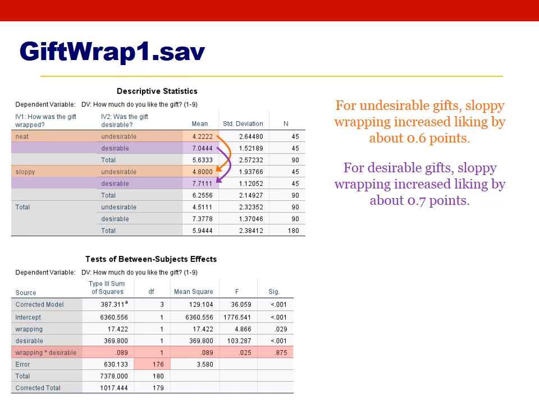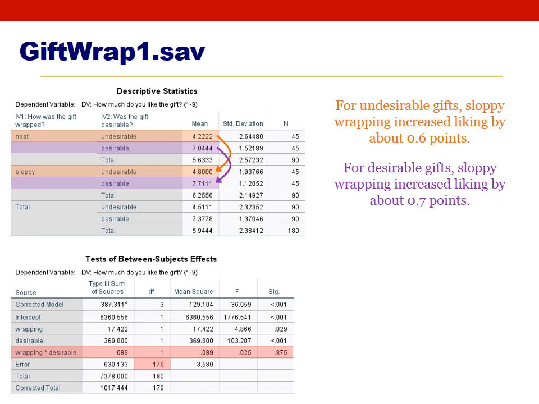In purple are the two cell means for the desirable gifts. So if the desirable gift was wrapped neatly, the rating was about a 7. If a desirable gift was wrapped sloppy, the mean rating was about a 7.7. So for desirable gifts, sloppy wrapping made liking go up by about 0.7 points.